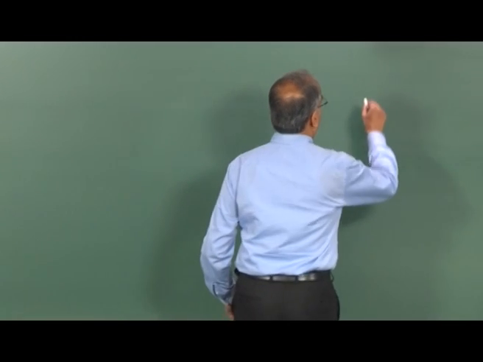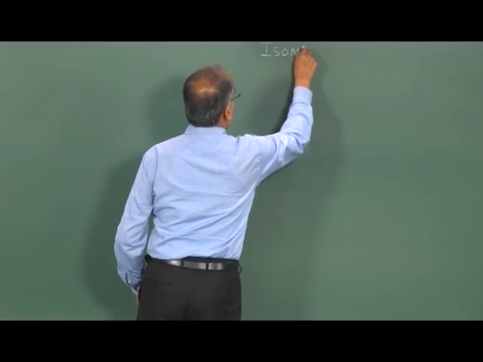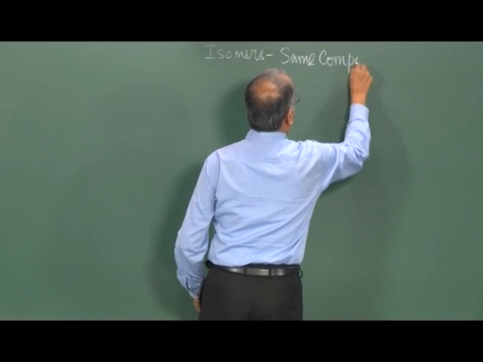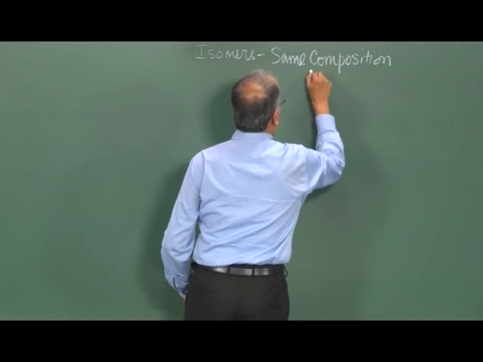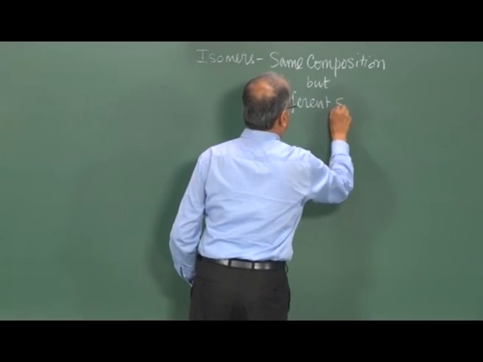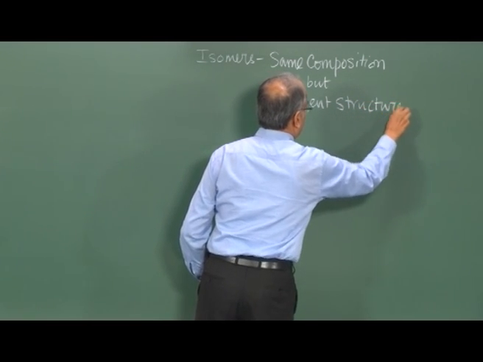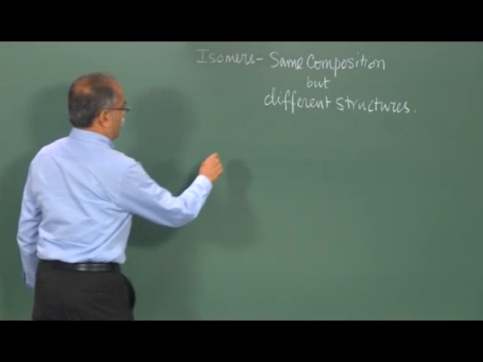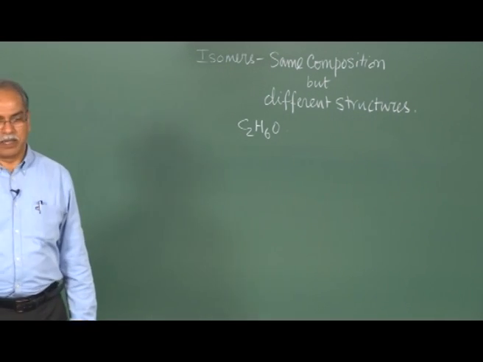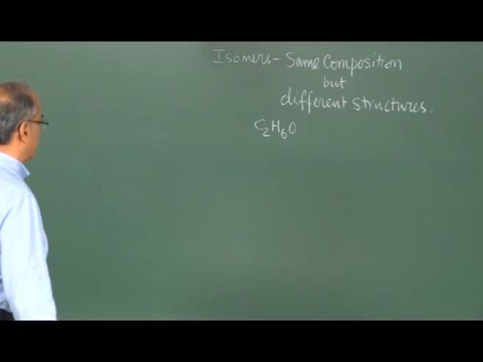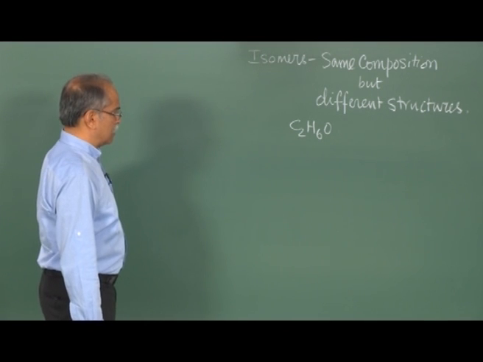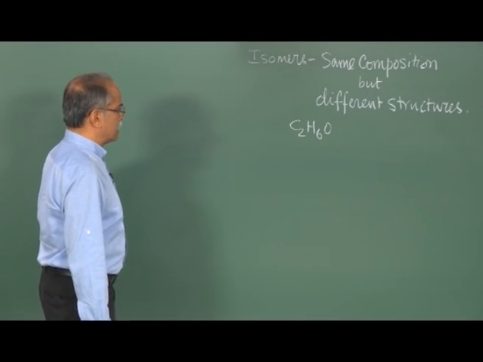So, one can define isomers: same composition, but different structures. Just to illustrate an example, if you consider C2H6O as a molecular formula, see how many different types of structures one can write for this molecular formula, keeping in mind the tetravalency of carbon and the divalency of oxygen.